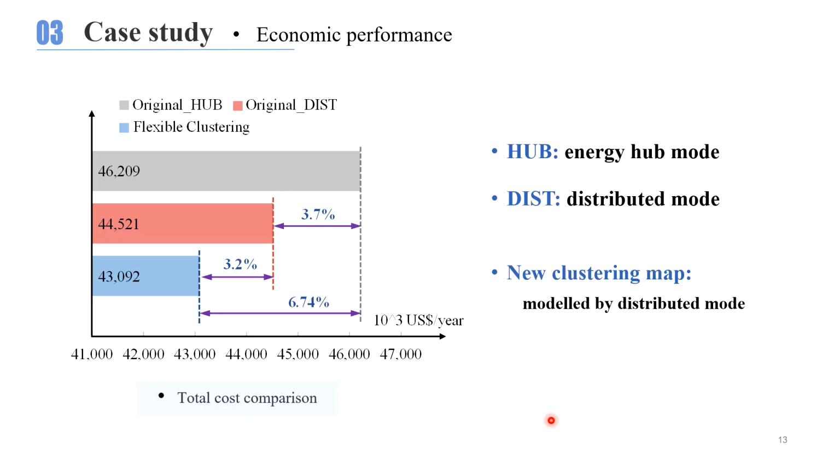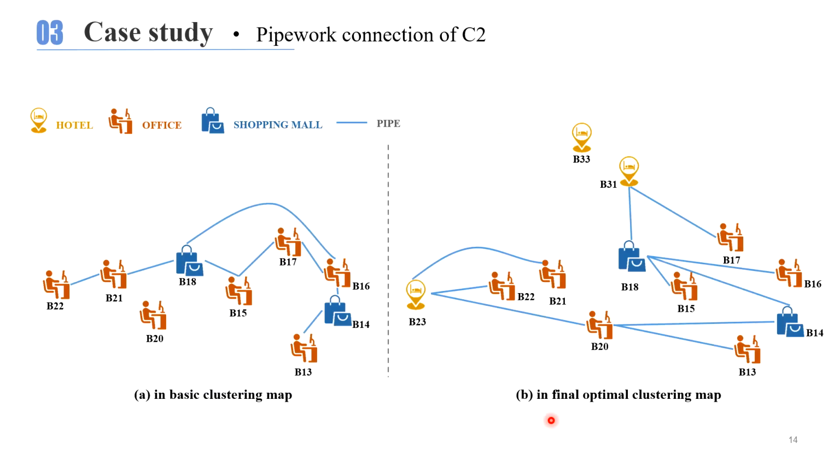Compared to the basic hub mode, cluster 2 achieves the most cost saving, around 7%. And the proposed flexible clustering approach could lead to different design of energy network. The comparison of network design of cluster 2 in the basic and final optimal clustering maps is illustrated here.